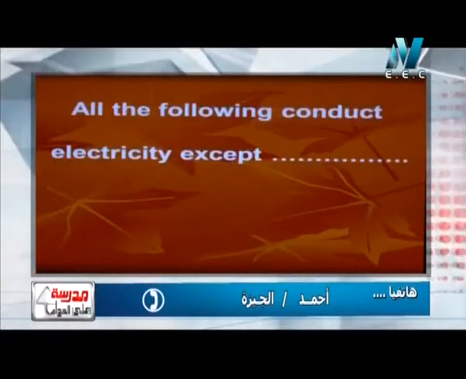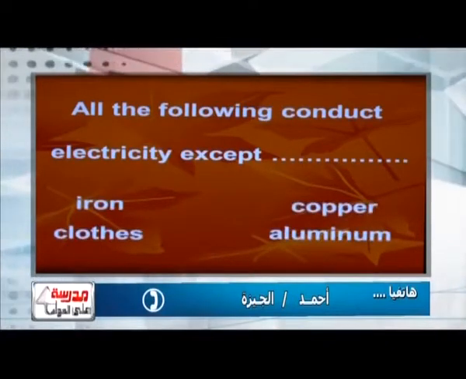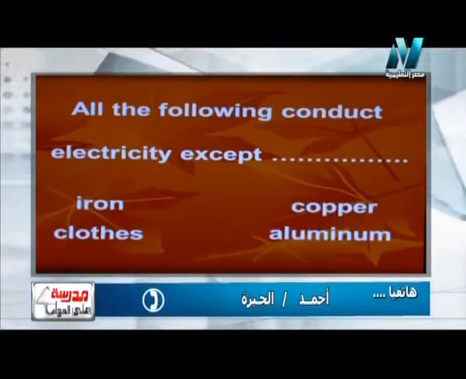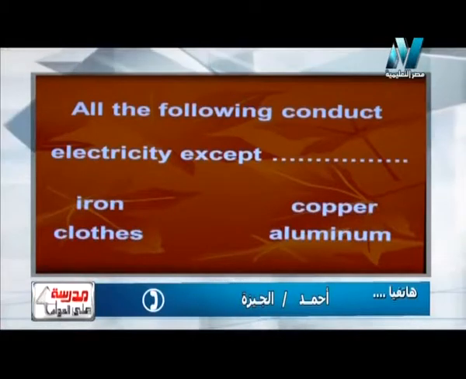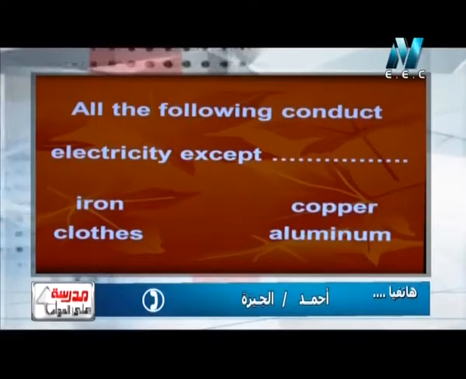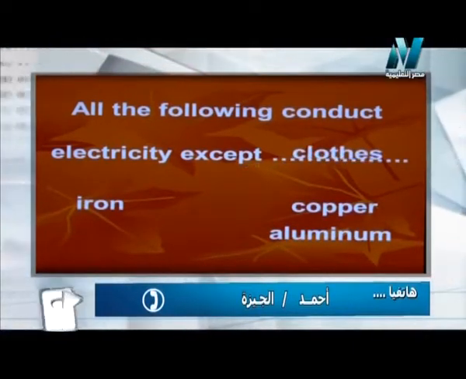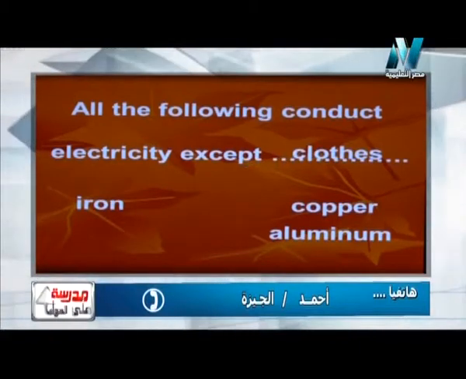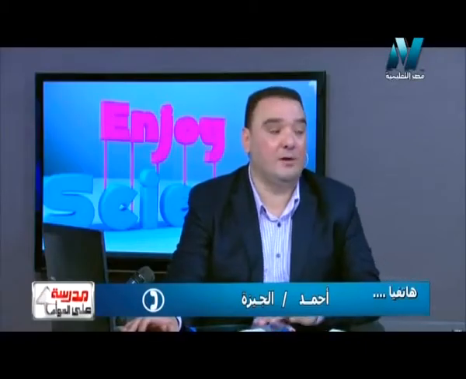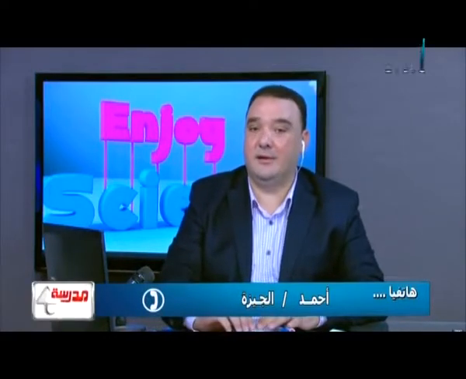Another question, Ahmed. All the following conduct electricity except: iron, copper, clothes, aluminium. Clothes, okay. All the following conduct electricity except clothes. Why, Ahmed? Why doesn't clothes conduct electricity? Because clothes is a bad conductor of electricity.